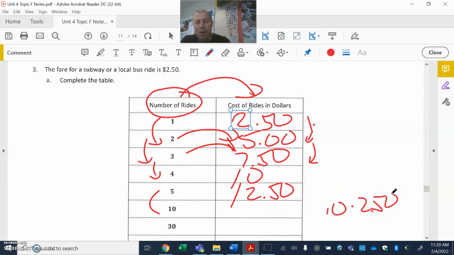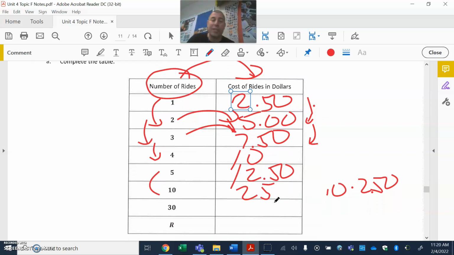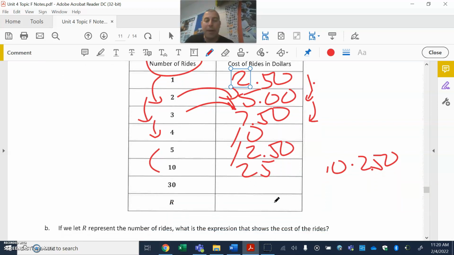Make your elementary school teacher proud, people. Multiplying by 10, move that place value. You're going to get exactly $25. All right, how about 30? Again, what are we doing to get over there? We are multiplying by 2.50.